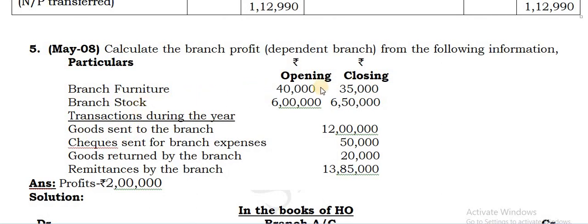The branch furniture opening and closing values are given directly to you as well as the stock. So these are the opening and closing values. You are aware, opening stocks and opening assets are taken on the debit side, while the closing assets are taken on the credit side of the branch account.